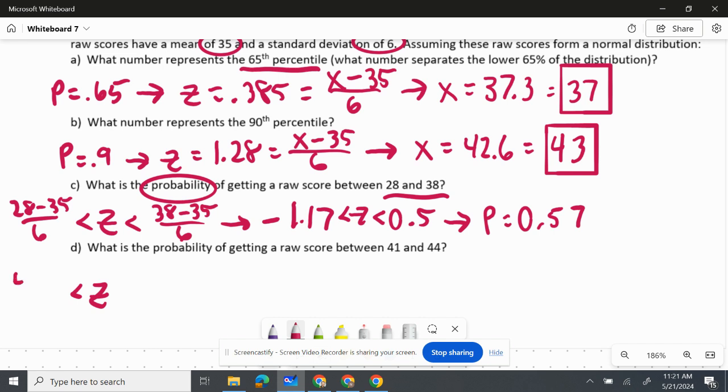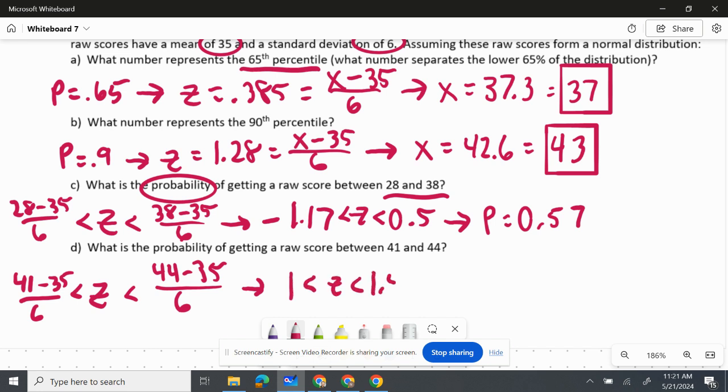And then for the last one, we do the same thing. It's in between, 41 minus 35 over 6, and 44 minus 35 over 6. And that right there gives us the z-values of 1 and 1.5. And that right there gives us a probability of 0.092.